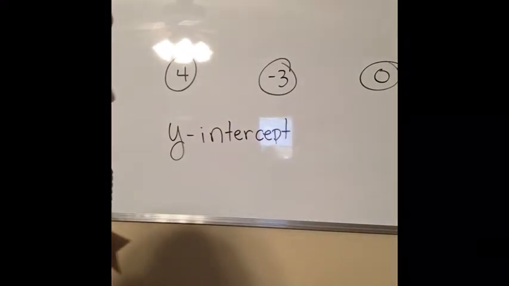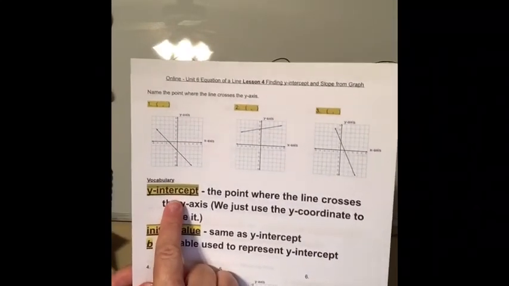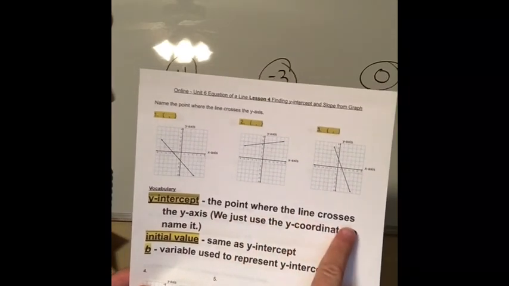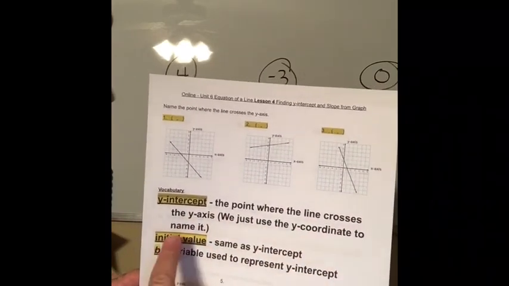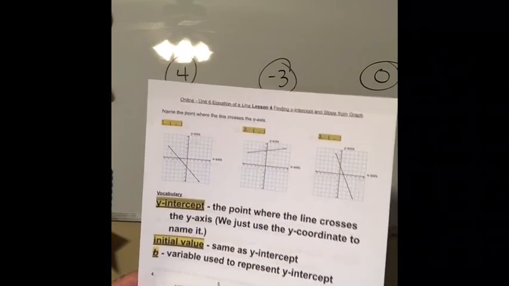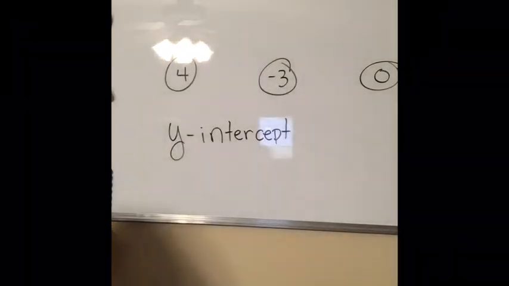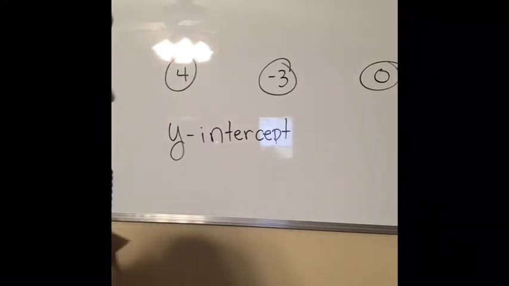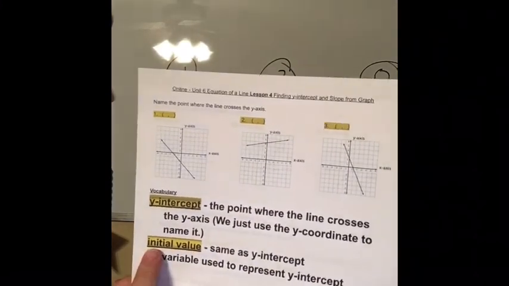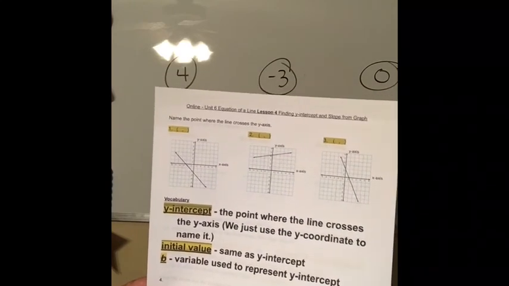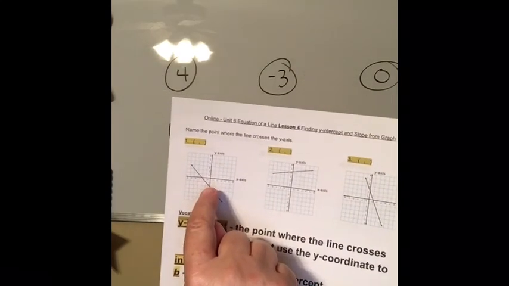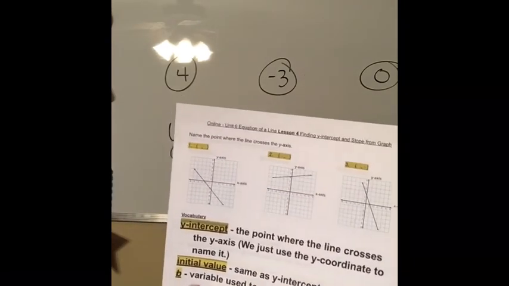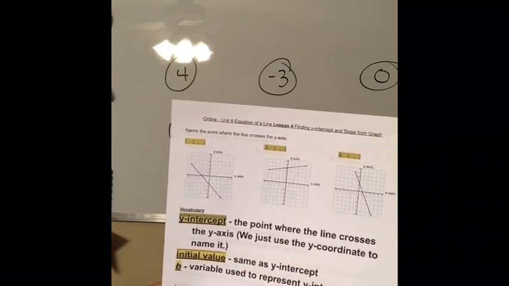On your lesson 4 paper, you're going to have a couple of definitions. One, y-intercept. It's the point where the line crosses the y-axis, but we just use the y-coordinate to name it. I've already explained that to you. Another word, all right, so remember how I told you for slope we have constant of proportionality and rate of change as other ways that we can say slope? Well, y-intercept can also be called initial value. It's like where something starts. If it started at the y-axis, that's where it would start. So initial value is another thing that means the same thing.